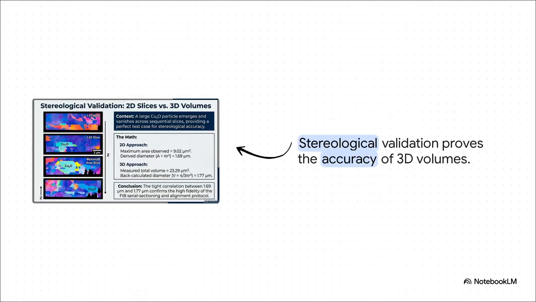Now, if you're wondering about the accuracy of these volumes, check out this stereological validation. The researchers actually tracked a large particle as it emerged and vanished across sequential 2D slices. The maximum area observed in 2D gave a derived diameter of 1.69 micrometers. When they compared that to the 3D volumetric back-calculated diameter of 1.77 micrometers, well, that incredibly tight correlation definitively proves the high fidelity of the FIB, serial sectioning, and alignment protocol they used.